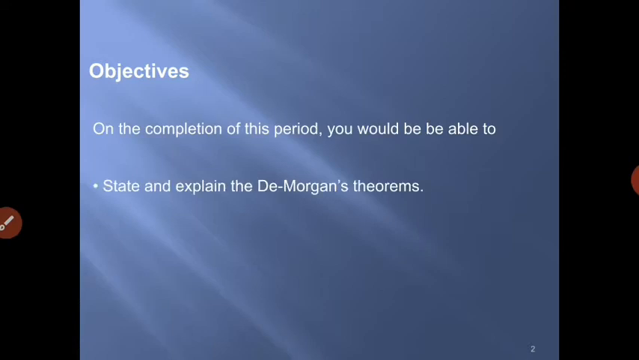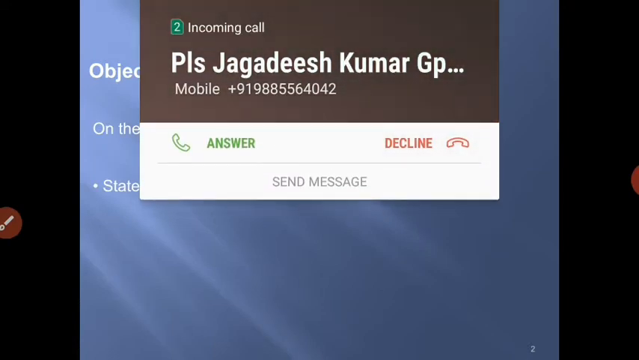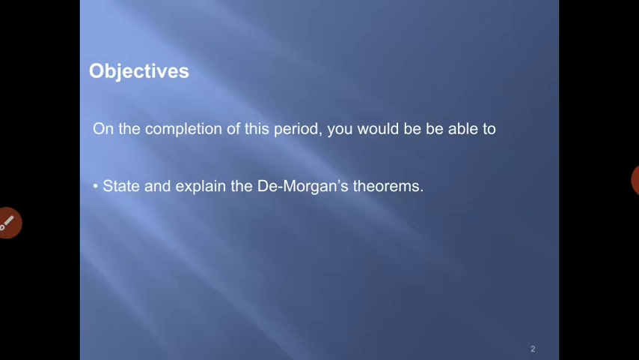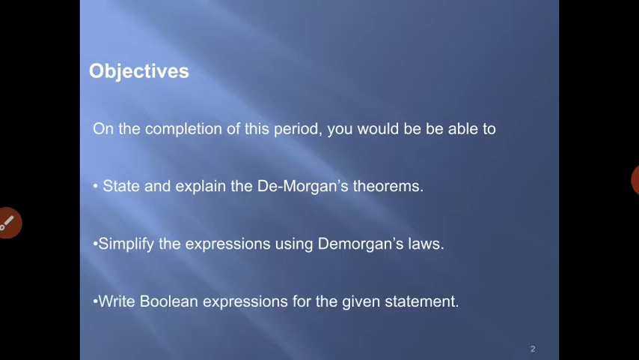The main objective of this lecture is the definition of De Morgan's theorems, and also explanation of De Morgan's theorems, and simplifying some of the Boolean expressions using De Morgan's theorems. And also we will understand some problem statements, and based on the given problem statement we will be able to realize it with the help of simple logical functions or logical expressions. All those things we will see in this lecture.